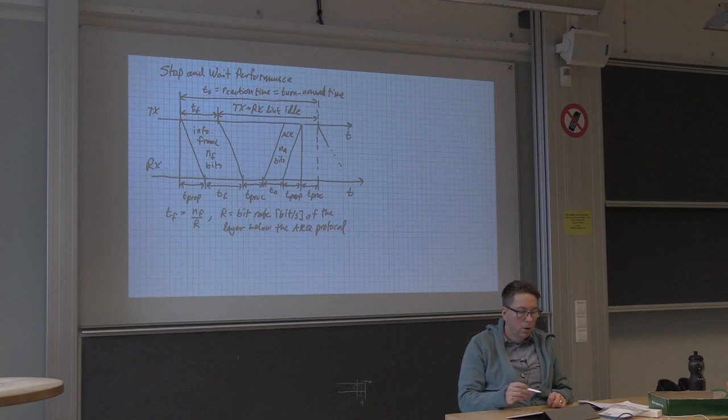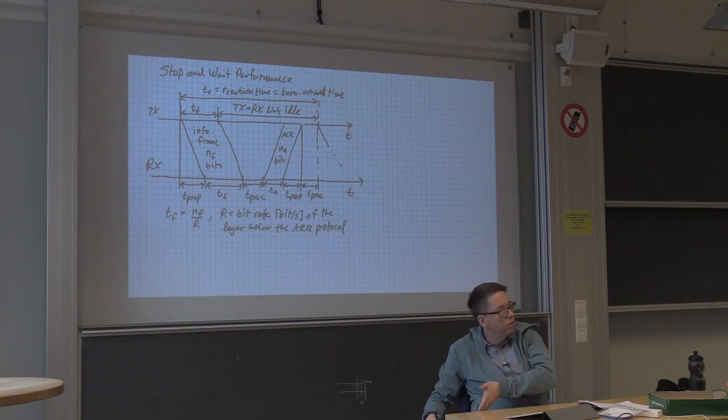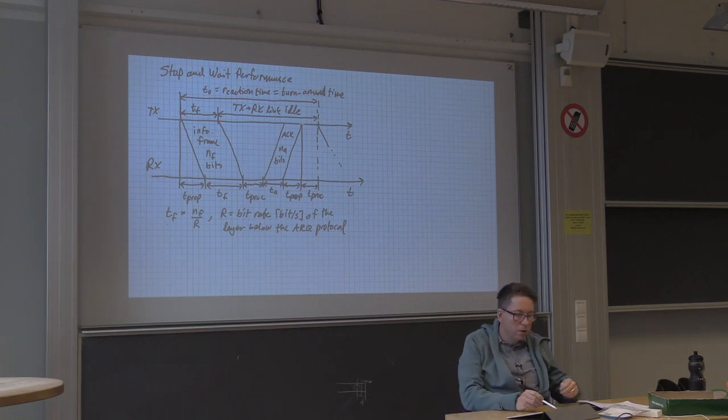Okay. Because remember, when transmitting this frame, what I essentially do is take these bits and push them down to the layer below me for transmission. And the layer below me is capable of transmitting R bits per second. So the time it takes to transmit a frame is NF divided by R. So the higher the rate, the faster it goes. The more bits I have to transmit, the slower it goes. Okay.